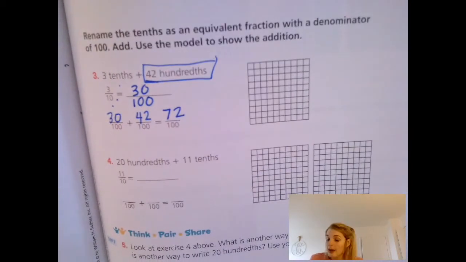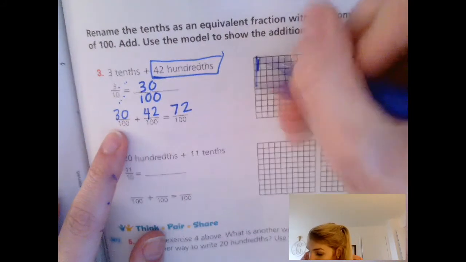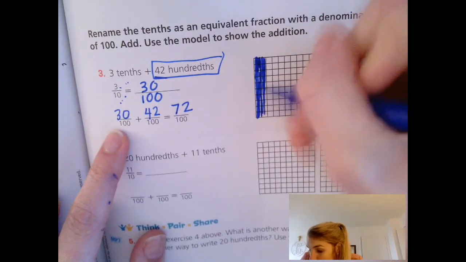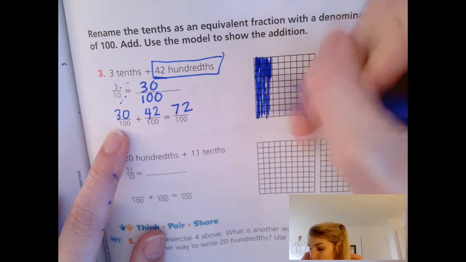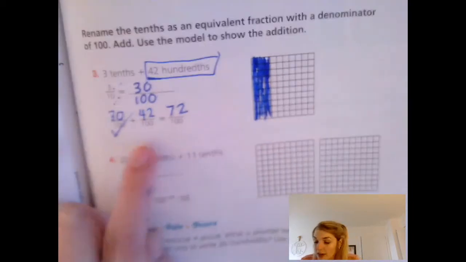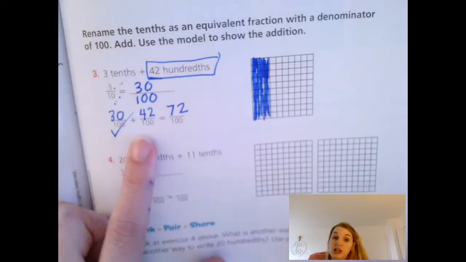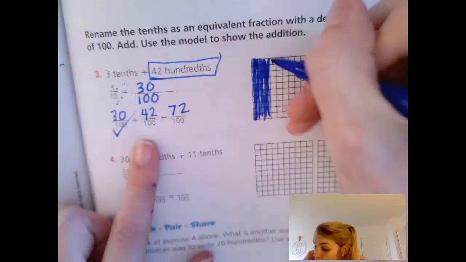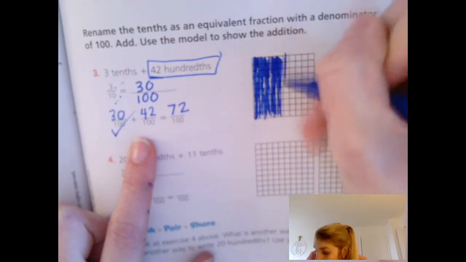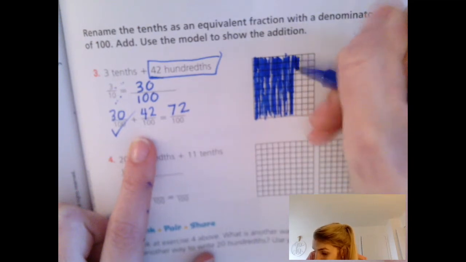Now we can show that by first, we could color in 3 of these tens shapes. 1, 2, 3. So now we've shaded in 3/10 or 30 hundredths. Check. Now we're going to be shading in 42 hundredths. So you could sit there and count out 42 of these. Or you know that this would be 10, 20, 30, 40, and 2 extra.